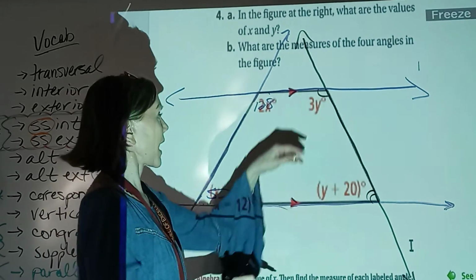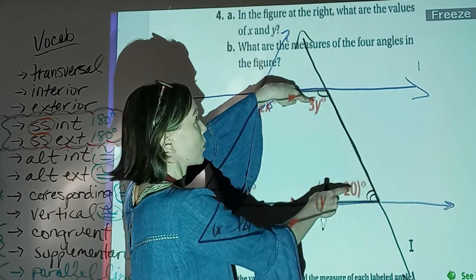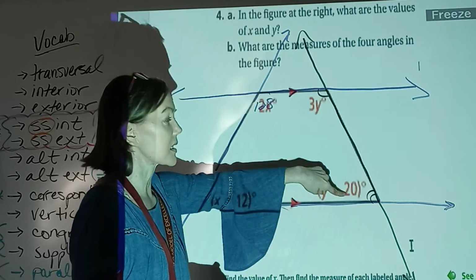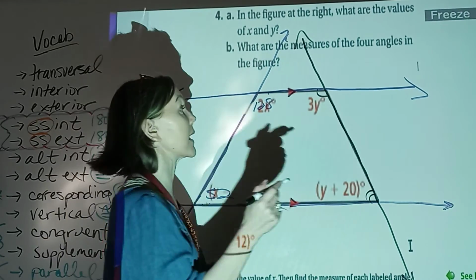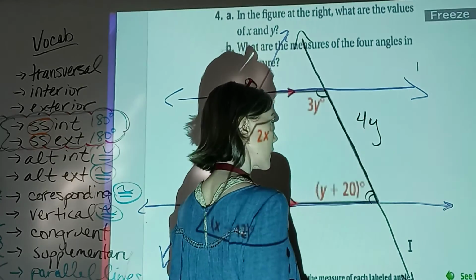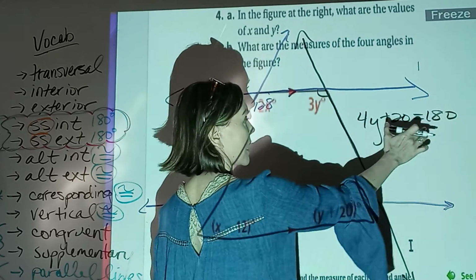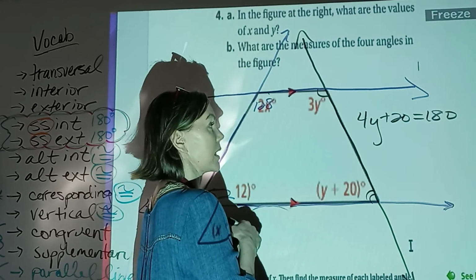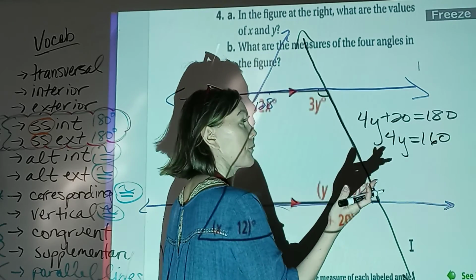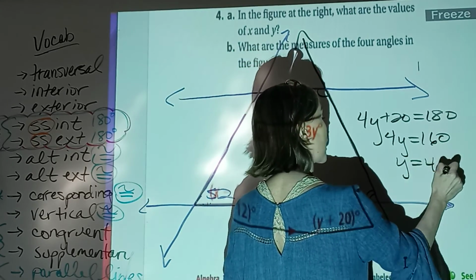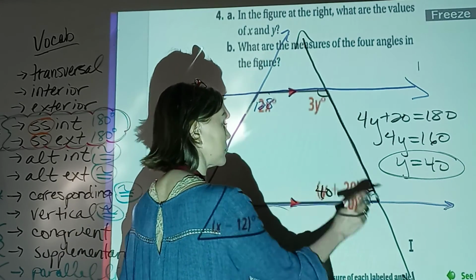So we know that these are same side interior angles. So we know this plus this equals 180 degrees. So 3y plus y is 4y plus 20 equals 180, because we add them together and set it equal to 180 because they're supplementary. Subtract 20 from both sides, 4y equals 160, divide by 4 on both sides, y equals 40. Okay? So now all we have to do is plug it in.